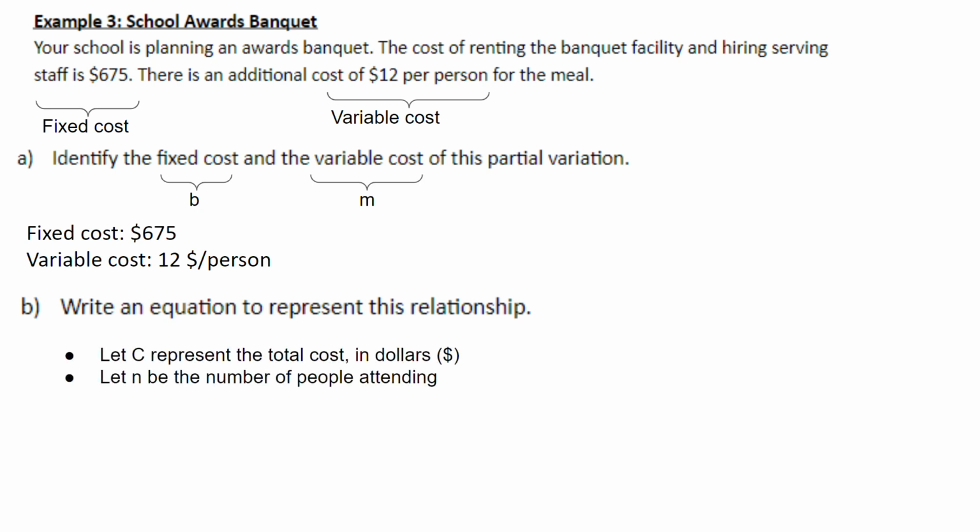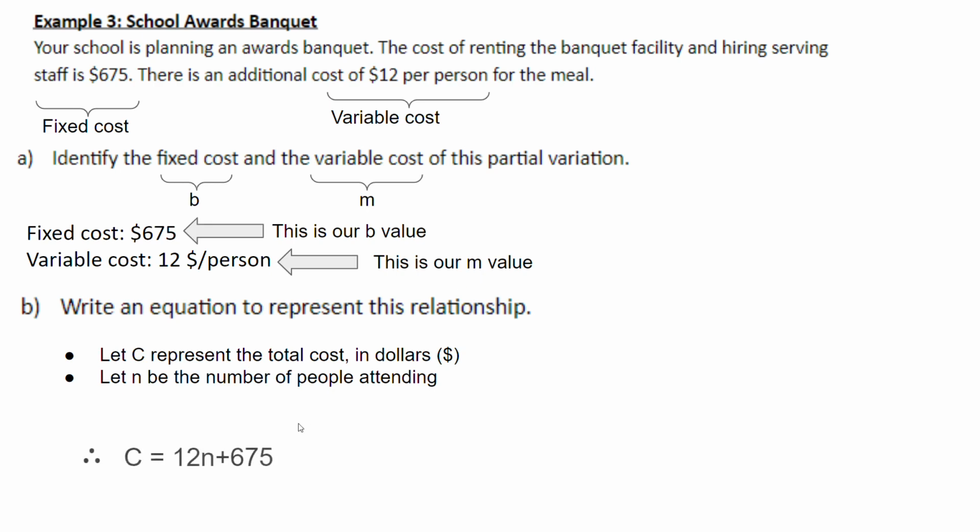And so in order to represent this as an equation, we need to first define the variables that we are going to be using. So we let C represent the total cost in dollars, and then we let N represent the number of people attending. So since that's our b value and this is our m value, we can just fill in the values of m and b with C equals 12N plus 675.